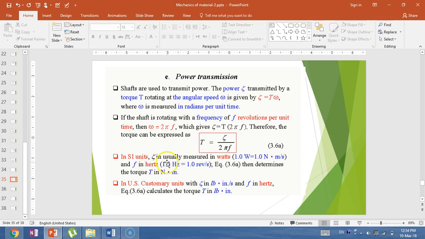In SI units, the power is usually measured in watts, and 1 watt is equal to 1 Newton meter per second, and f is in hertz, and 1 hertz is equal to 1 rotation per second. In US customary units, the power is in pound inch per second, and f in hertz, and the torque would be in pound inch.